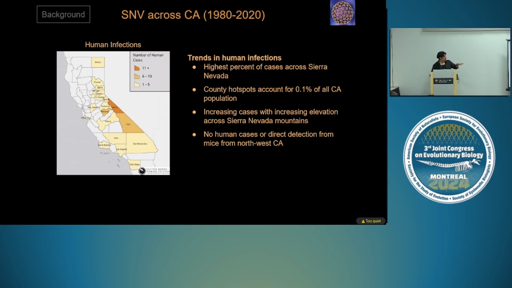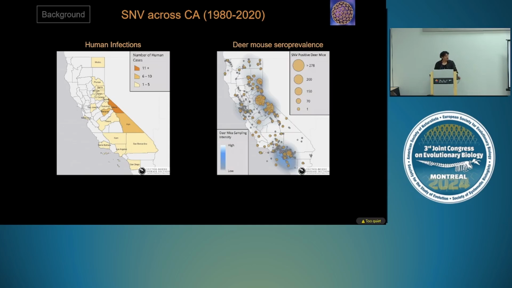Furthermore, there's been human spillover across most of the state, except for this region in the northwest corner, where we haven't really seen any incidents of spillover, and we've hardly even detected Sin Nombre virus across that region to begin with. And if we look at deer mouse seroprevalence, we see similar patterns. We see the highest seroprevalence across deer mice populations in the Sierra Nevada mountain ranges, with the second coming in the southern coast.